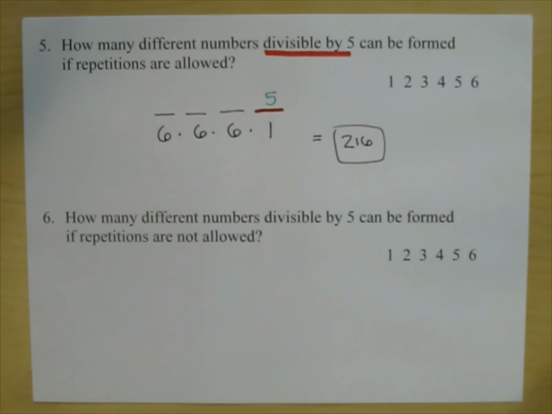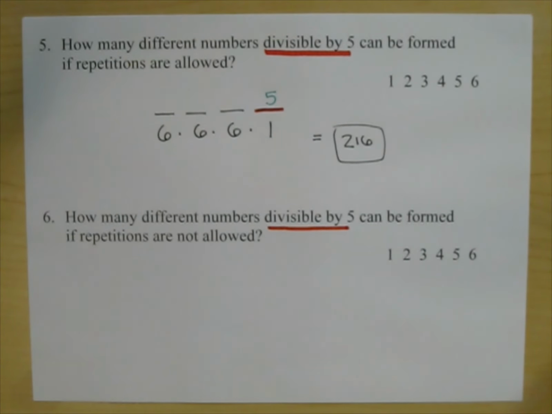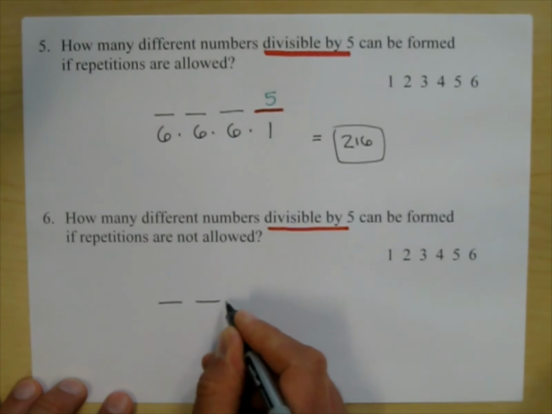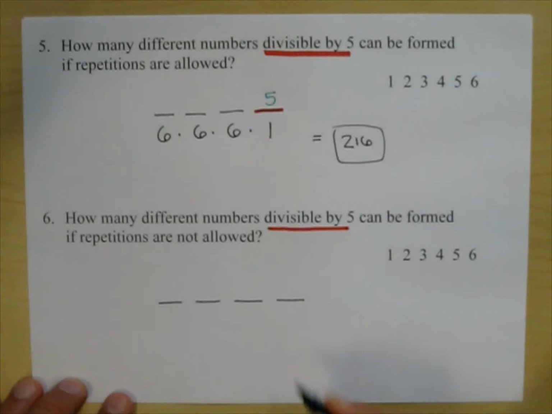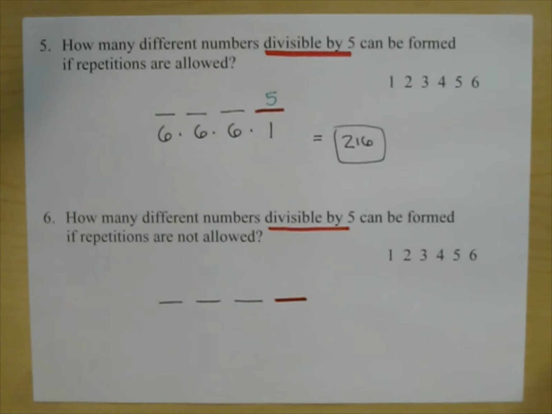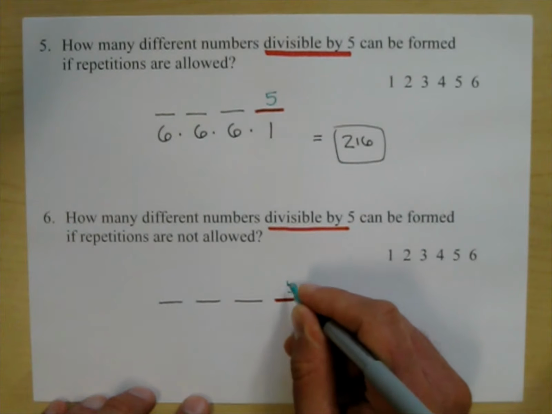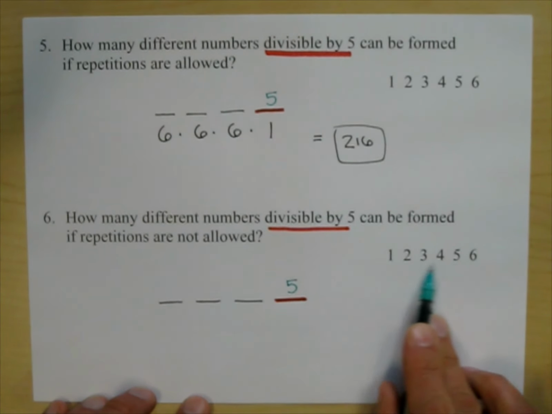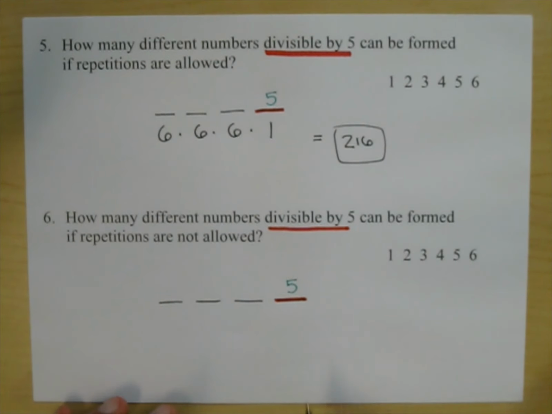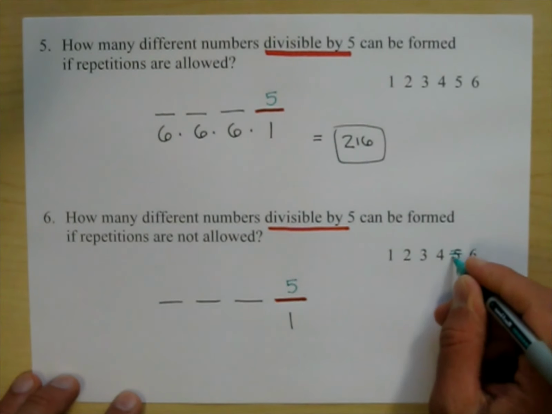So that answers that question. Now, how many different numbers divisible by 5 can be formed if repetitions are not allowed? So these are the ones that are a little more challenging when reps are not allowed. So there's my restriction. Divisible by 5 must mean there is a 5 here or a 0 there, but 0 is not allowed. Those are my choices here. So I have to put a 5 there. So how many choices do I have for that? Just one choice. I put the 5 there.